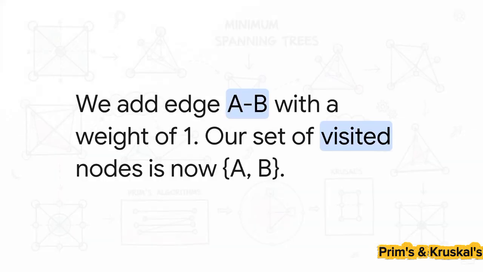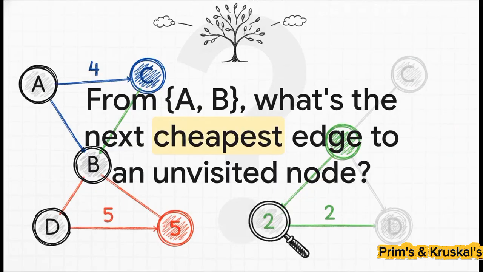Right. Since Prim's is a greedy algorithm, it doesn't think ahead. It just looks at the immediate options and picks the cheapest one right now. And that's obviously the edge to B, with a weight of 1. So boom, we add it. Our little tree now includes nodes A and B. Okay, step 1 is done.